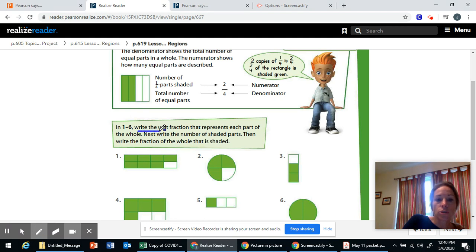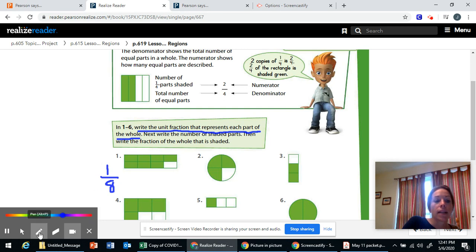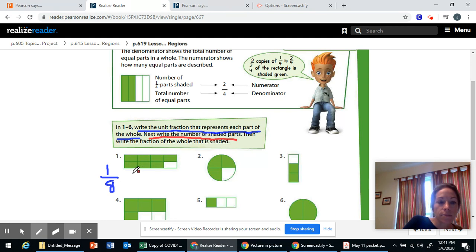The first thing is they want you to write the unit fraction that represents each part of the whole. So let's do that first. So unit fraction for each part. So just one part that makes up the whole would be labeled with 1/8. That is my unit fraction for this model, because I have 1, 2, 3, 4, 5, 6, 7, 8 equal parts, but the unit fraction is just one of those parts. But my next direction then is to next write the number of shaded parts. Shaded parts. 1, 2, 3, 4, 5, 6, 7.